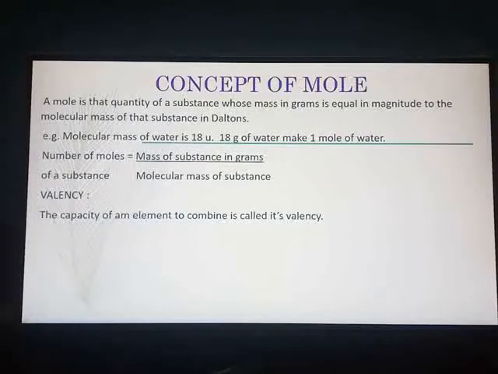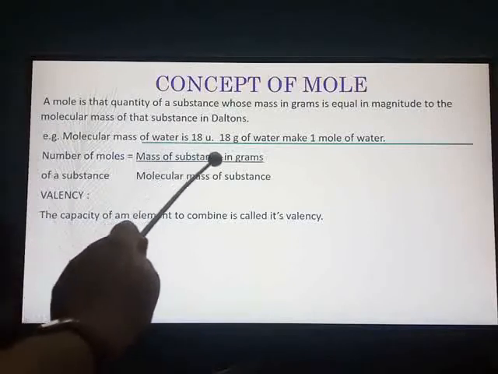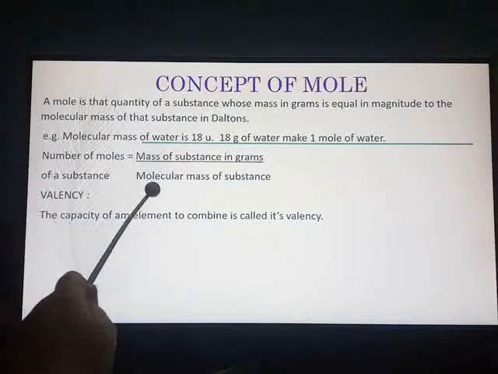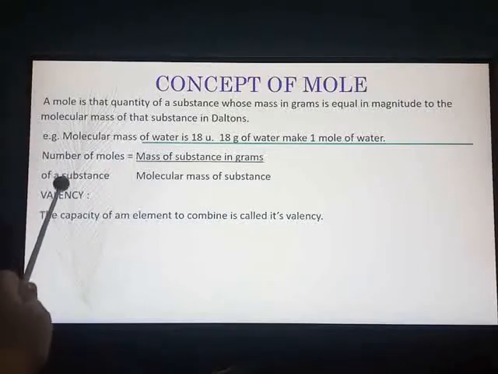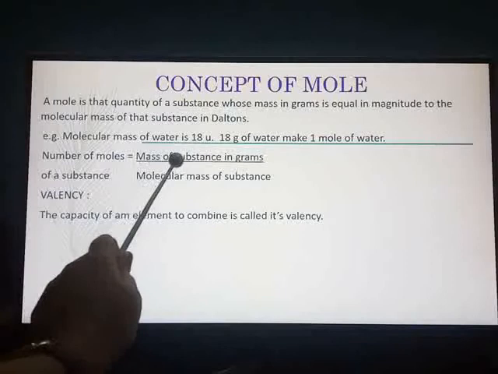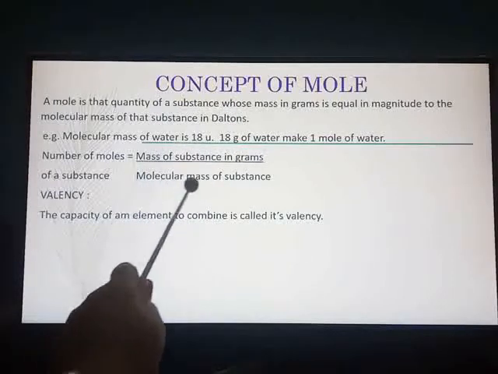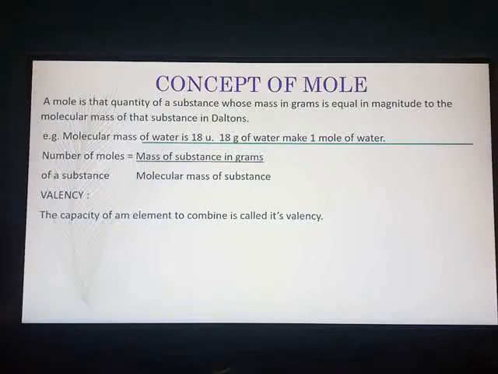Or if you take the example of carbon dioxide, the molecular mass is 44. So 44 grams of carbon dioxide will make 1 mole of carbon dioxide. To calculate the number of moles of a substance, you use the formula: mass of the substance in grams upon molecular mass of the substance.